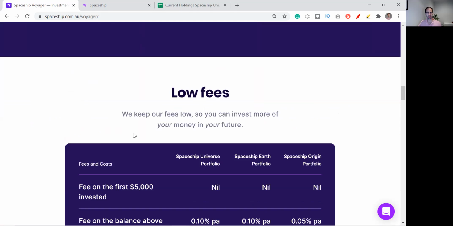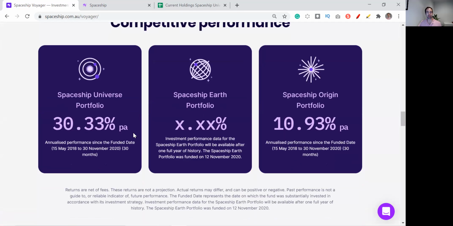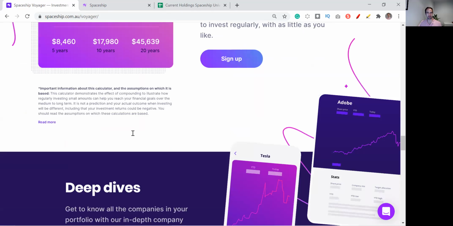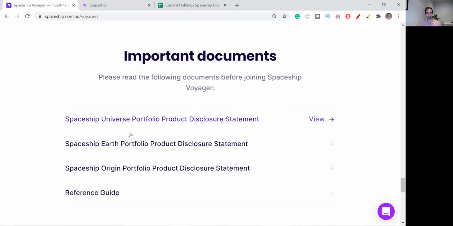You can either scroll down and find the product disclosure statements at the bottom over here, or you can go onto the individual investment pages and find them at the bottom there as well. Let's go into the Universe Portfolio product disclosure statement first, because that's the fund that I've chosen for our challenge.